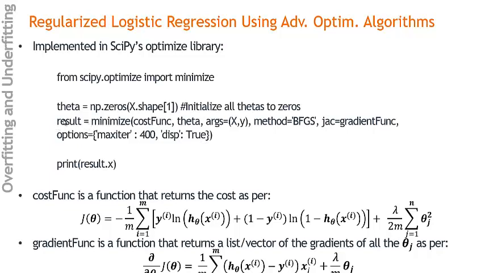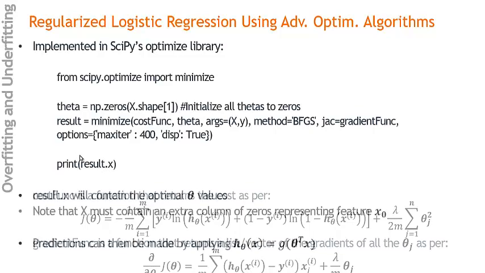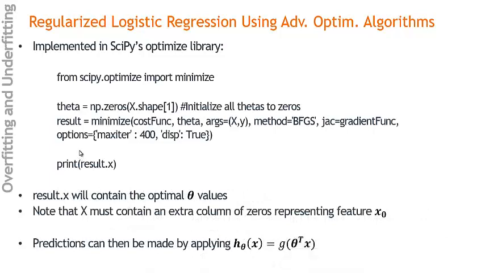So this result will be a minimized object. If you want the actual minimum values, you print result.x. This x is an attribute of the minimized object, which gives the minimum parameters. Now, result has other attributes also. You can look up minimize from SciPy optimize to see what other information you can get from result. Now, since minimize is a general purpose function and not specifically adapted to regression, your x must include also the constant features. So here it says x must contain an extra column of ones representing feature x0. So you'll have to add that to x, unlike some of the particular regression implementations that will add the constant feature for you.